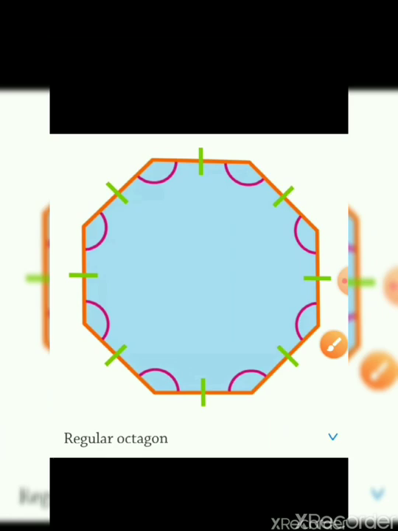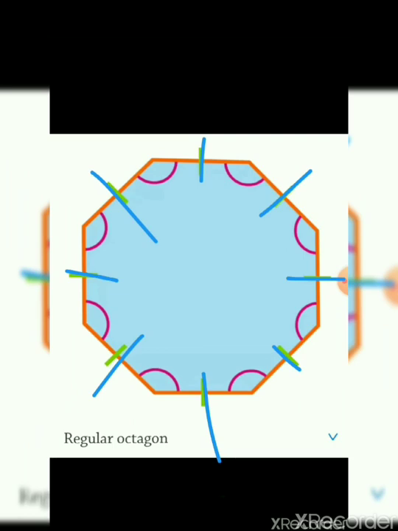Now this is an octagon. It has 8 sides. How many sides? 8. Let's count. 1, 2, 3, 4, 5, 6, 7, 8. It has 8 sides and just count the angles. 1, 2, 3, 4, 5, 6, 7 and 8. So 8 sides and 8 angles. So a polygon with 8 sides and 8 angles is called an octagon.